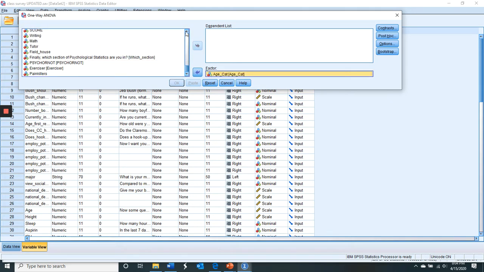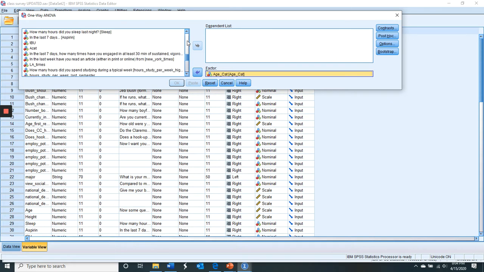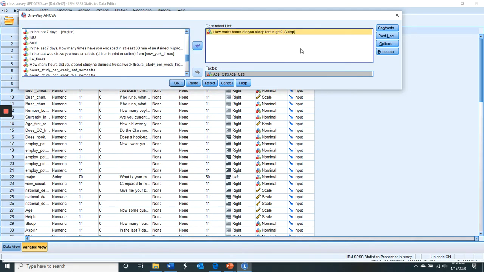and that's a factor. So whatever the categorical variable is, the nominal variable, the group variable, put it as a factor, and then we have a dependent. So what are we comparing those three groups on? I think there's a sleep variable here. Sleep last night, I believe, is the correct one. So again, our independent or predictor variable, which is the nominal level, goes into factor. Our dependent variable, which at least approximates interval or more, so it could be ratio.